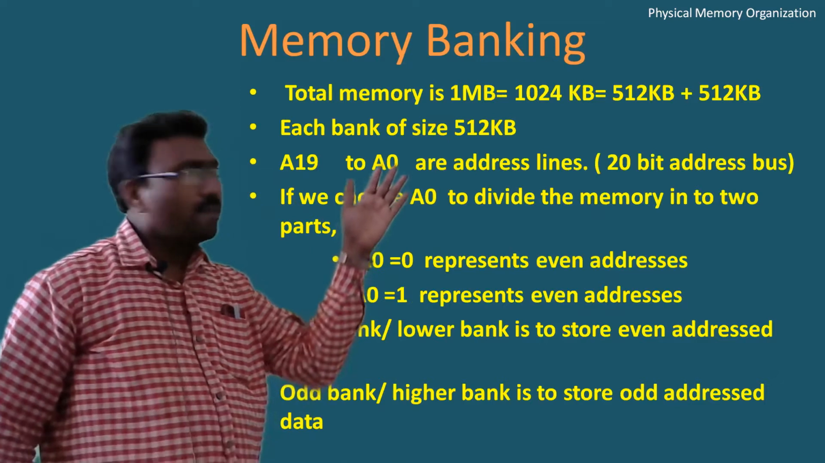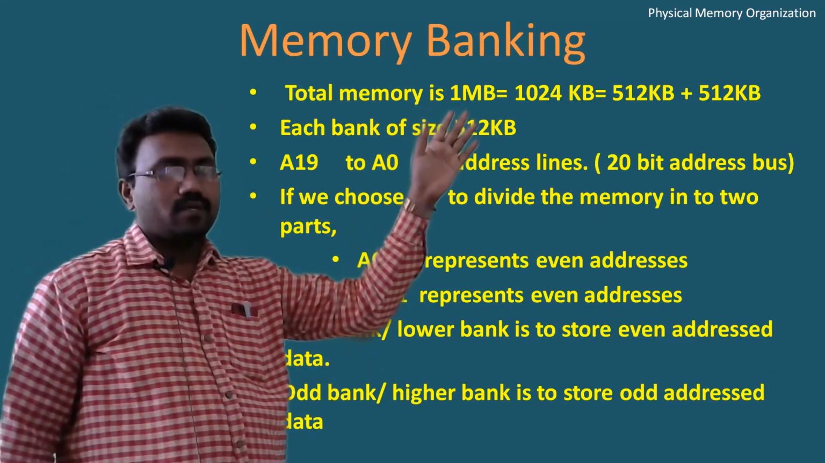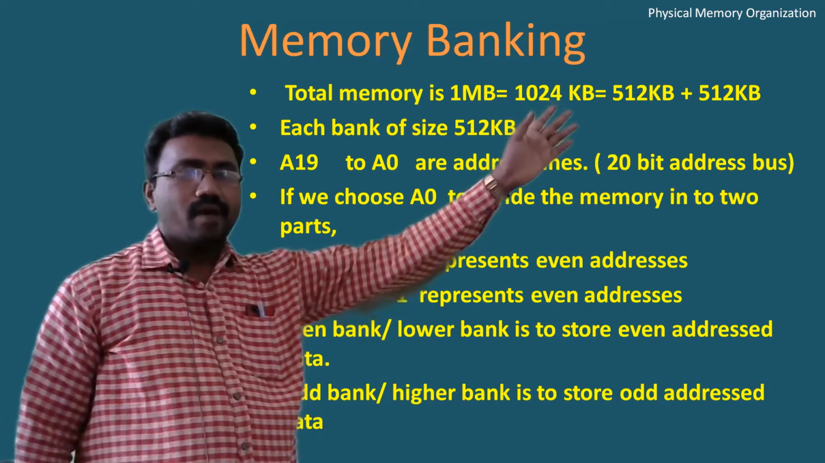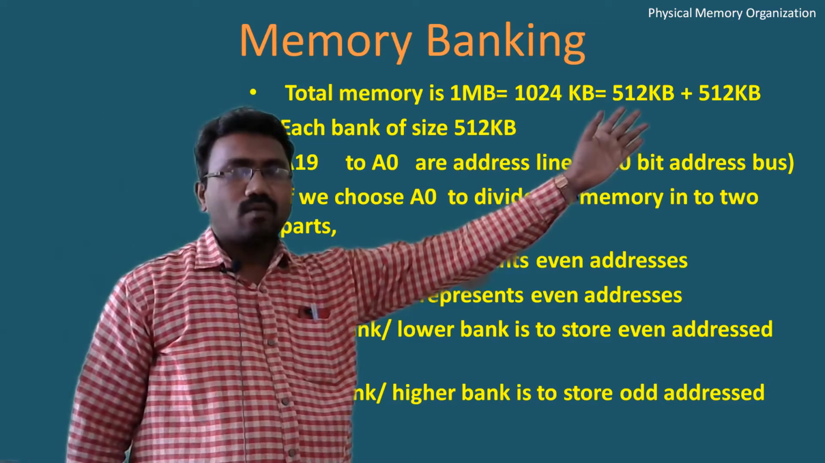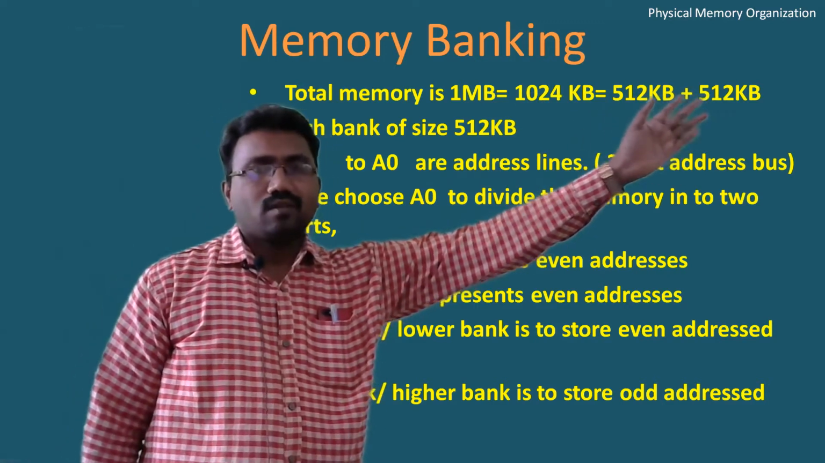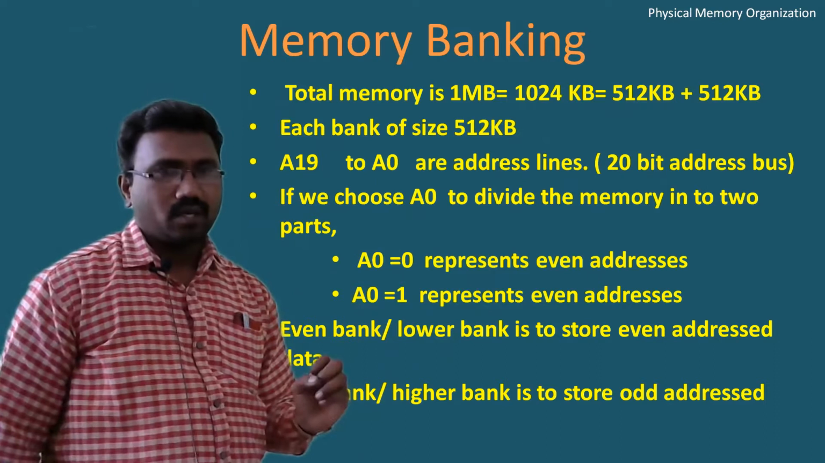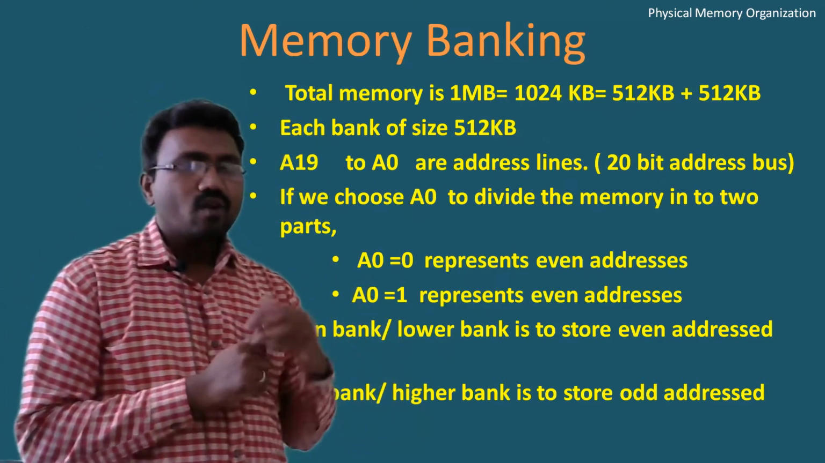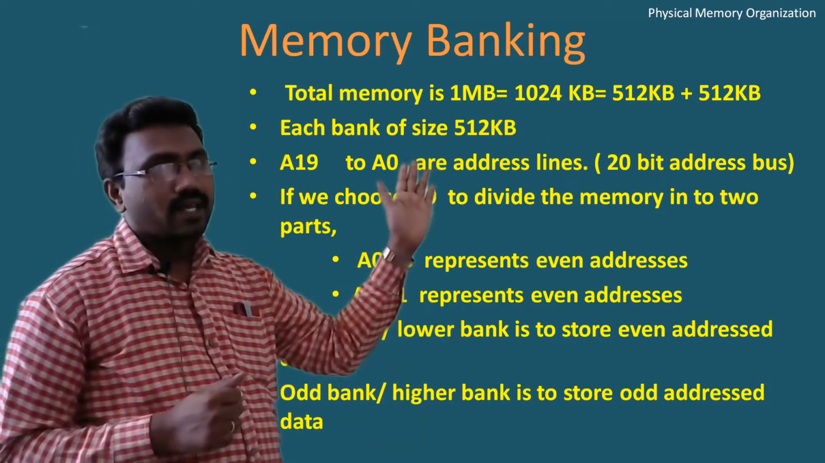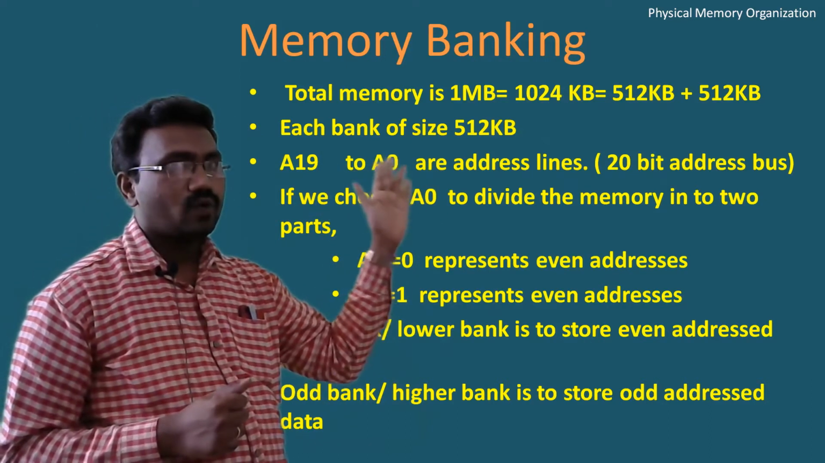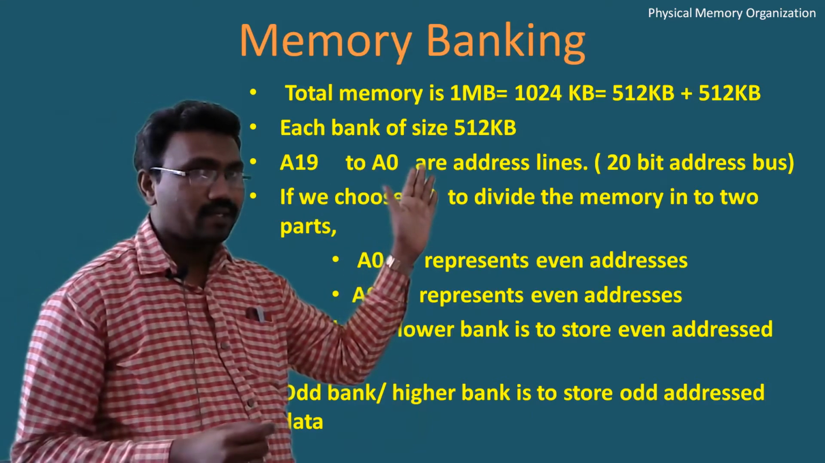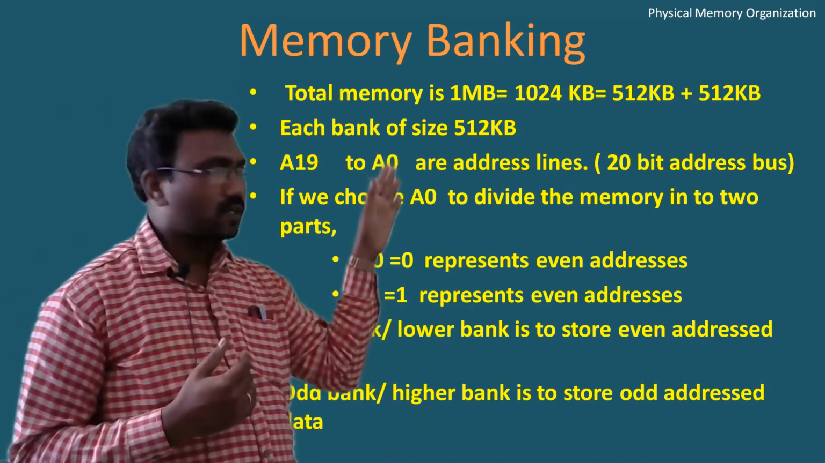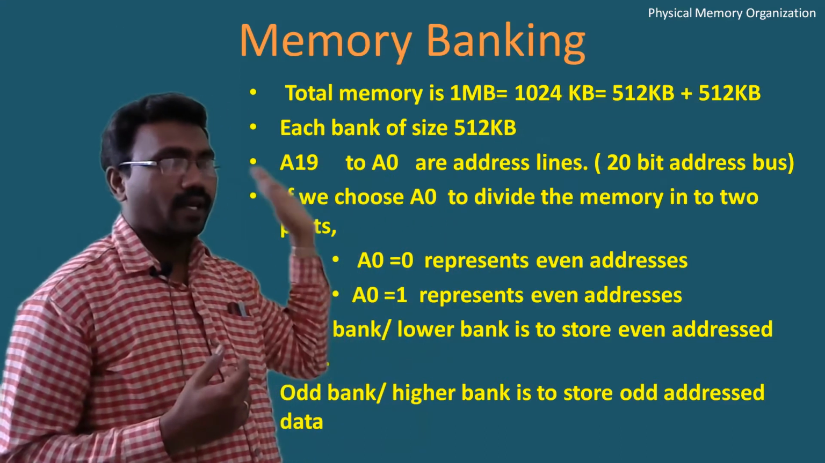Now, the total memory of the 8086 is 1 MB, which is equal to 1024 KB. It can be divided into two parts: 512 KB is one part and 512 KB is another part. Each bank is of size 512 KB. The 8086 1 MB memory is divided into two memory banks, each of size 512 KB. Here, the address lines are A0 to A19. A0 is the rightmost bit of the address lines and A19 is the leftmost bit. Total address lines are 20: A0, A1, A2 and so on, up to A19.